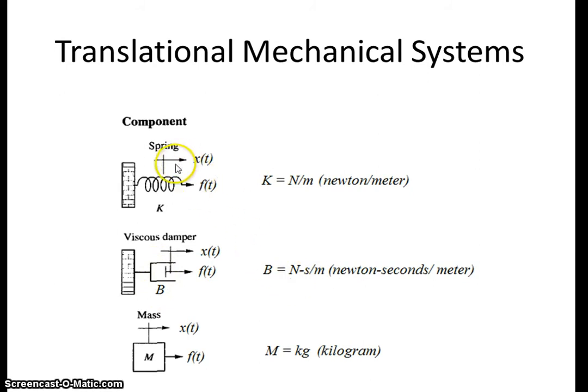The difference between the spring and the damper is the spring stores energy, and therefore at any point in time it will release this energy, while a damper dissipates the energy, converts the energy into heat, and therefore we can no longer retrieve back the energy. The third component we will be using is a mass with the unit kilogram.